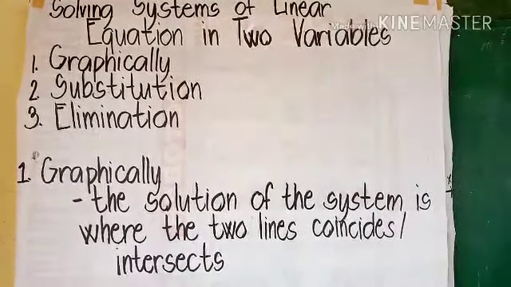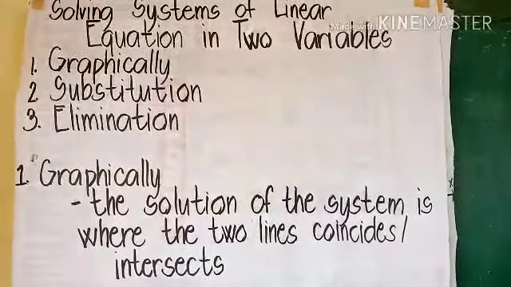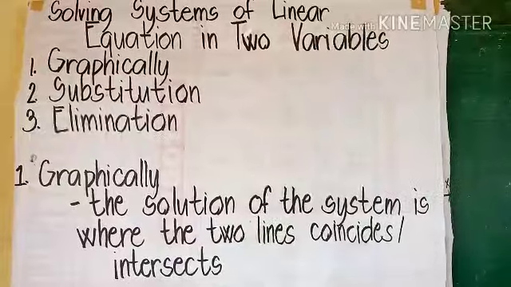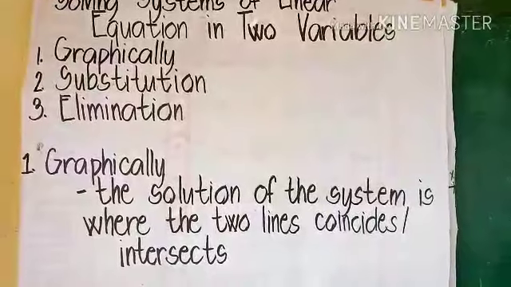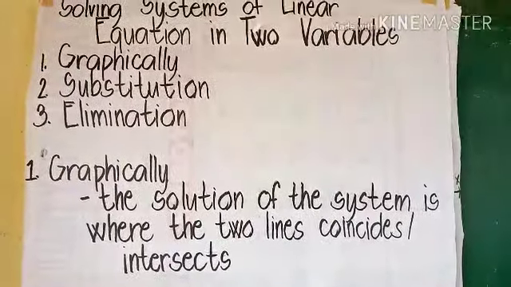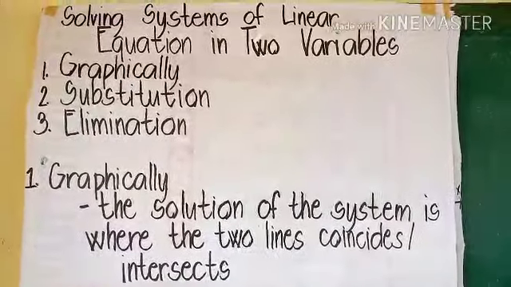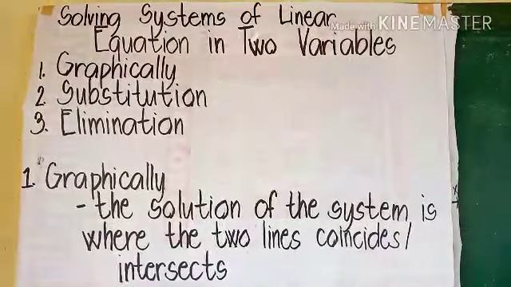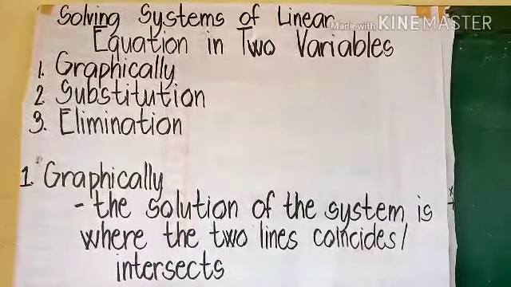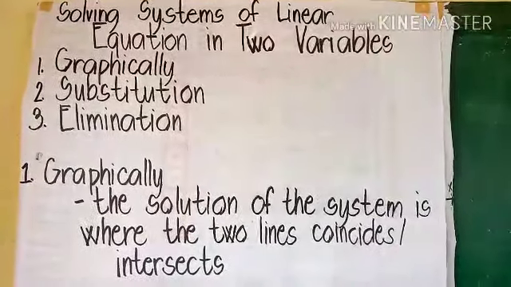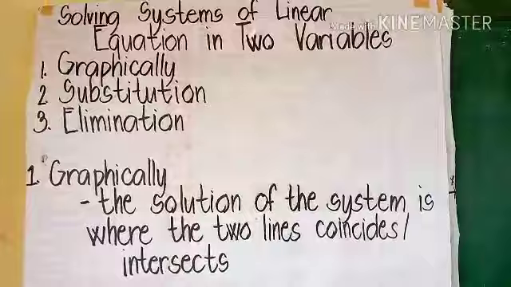Now, the next topic under systems of linear equations in two variables is solving for its solution. We have three methods on how we could solve for its solution: graphically, by substitution, or by elimination. Now, the first method is graphically. When we graph the linear functions, we're going to have two lines which either coincide or intersect. Where they coincide or intersect, that would be the solution of the system.